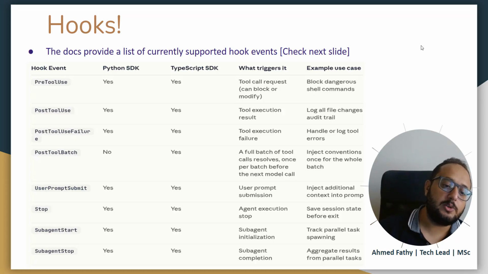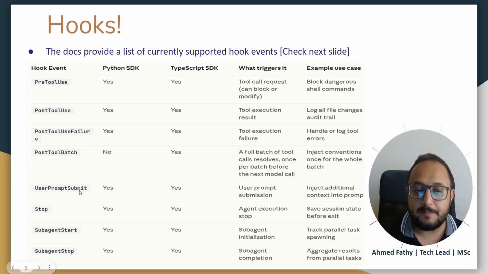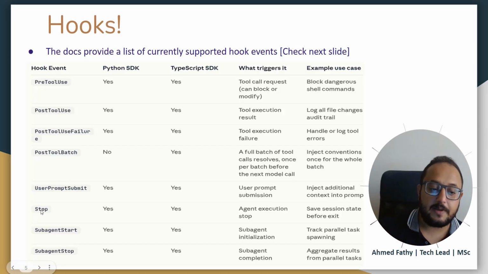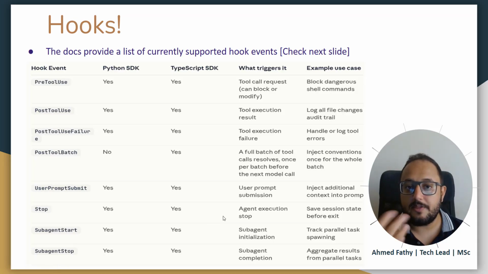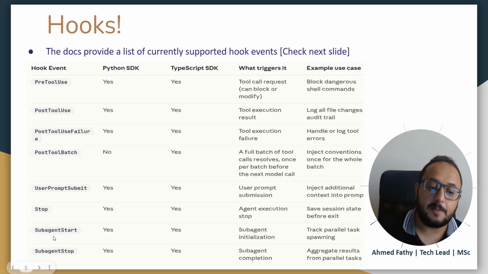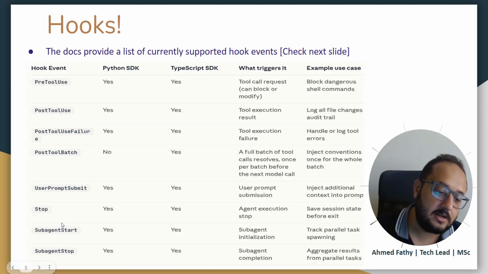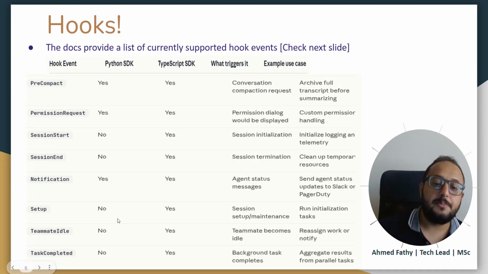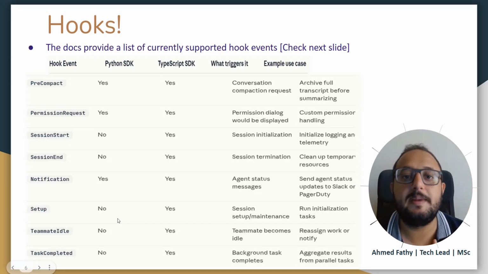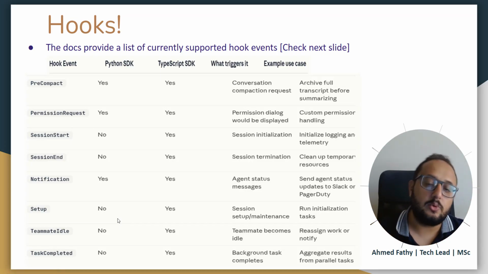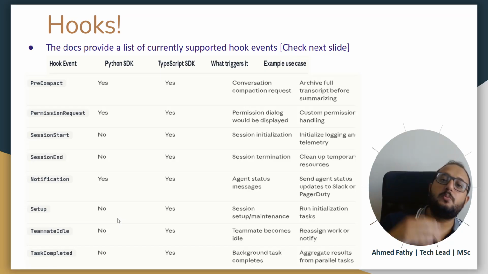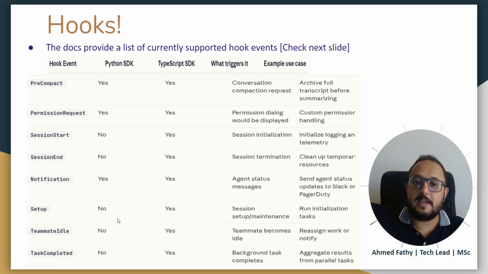So you have pre-tool use, you also have post-tool use, post-tool use failure, and you have post-tool batch. You have user prompt submit, for example, which will run whenever a user submits a prompt. You have stop, where you can run this hook whenever an agent execution stops. Sub-agent start, and we'll talk about sub-agents later. Sub-agent stop, okay? Pre-compact, which is interestingly important. If you are familiar with working with Copilot or Claude Code for development, whenever you have been working with the agent for a long time, the context window gets filled and then a compaction event happens.